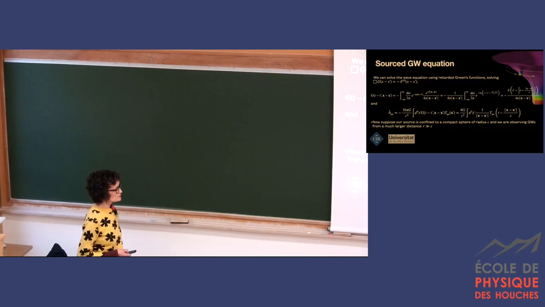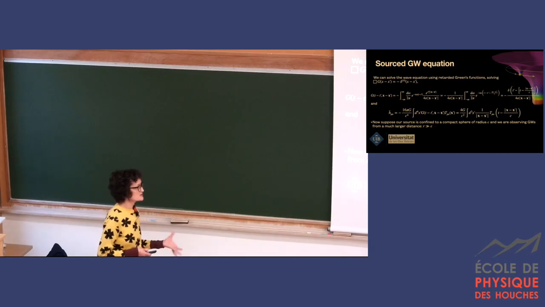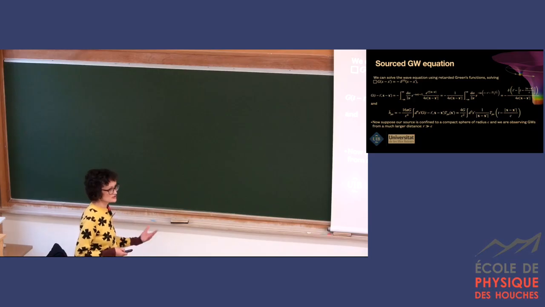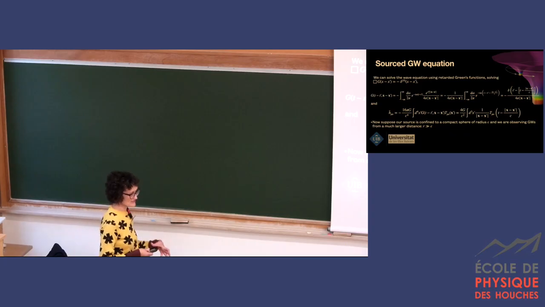And now we want to see what happens to this seemingly complicated function if we suppose that we are observing a system from very, very far away, and our system is enclosed by a sphere of a small radius that I'm calling here epsilon. So let's suppose that we are sitting at a much larger distance, called r, much larger than epsilon, which is the size of the source.